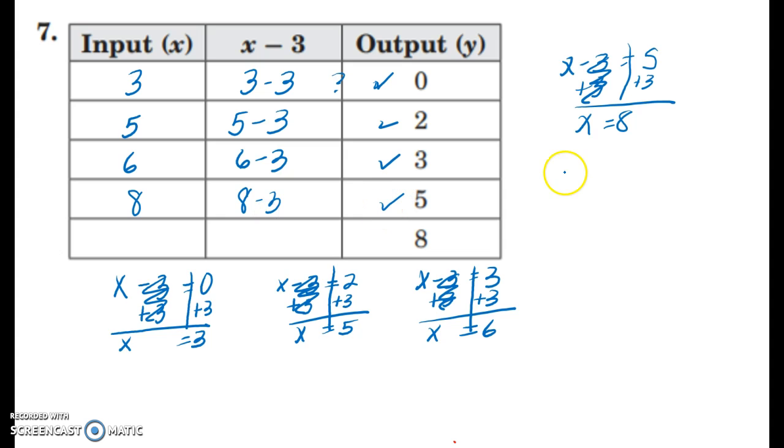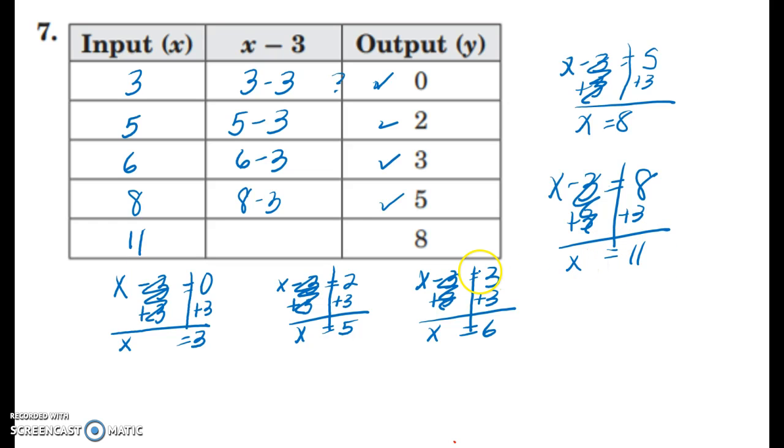And the last one. Once again, start with my expression right here. x minus 3. That equals 8. Line down the equal sign. Add 3 to keep things balanced. Those cancel out. x equals 11. Notice my x equaled 11. That's why it went here. And I need to ask, does 11 minus 3 equal 8?